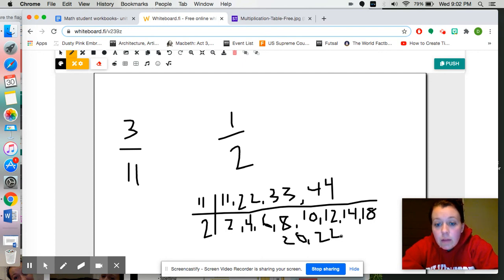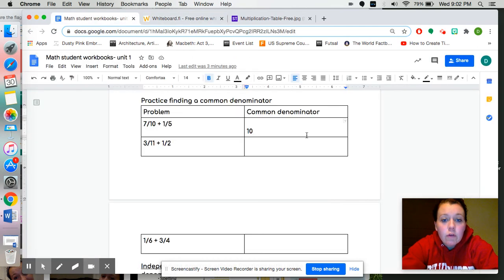What is the same on the top and the bottom? If you are thinking 22, you would be absolutely and totally correct. So 22 is the common denominator. I would go back over here and type in 22.